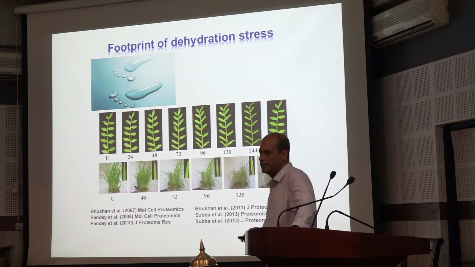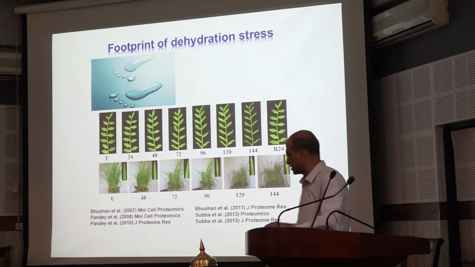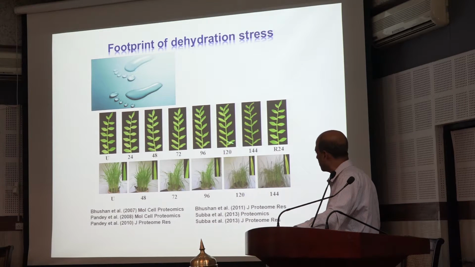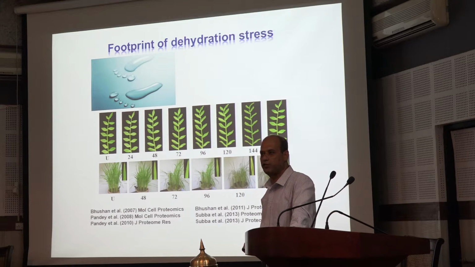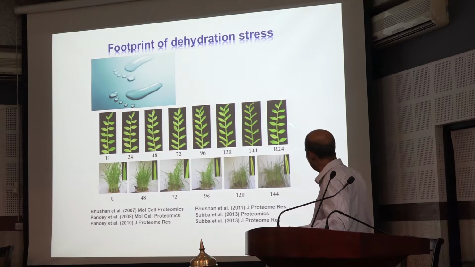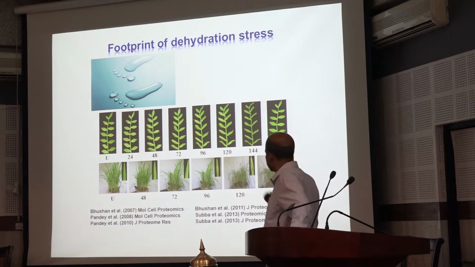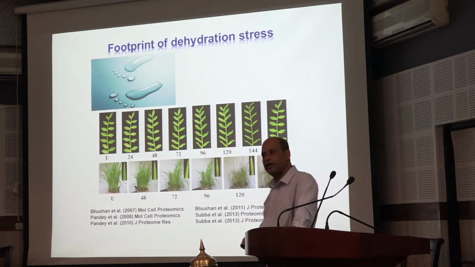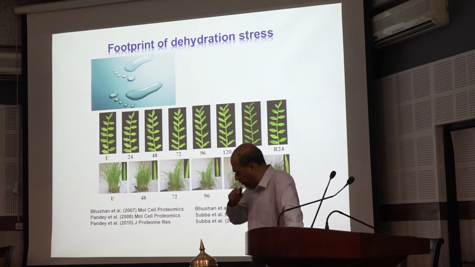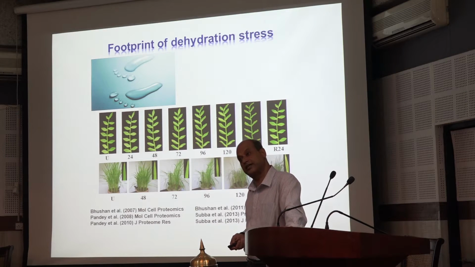So you can monitor it. Another important aspect of this is that you do not go until 144 hours of dehydration. Suppose 120 hours of dehydration and then rewater the plant and wait for 24 hours. This is the recovery phase of the plant. You see there is no difference between the unstressed plants and the stressed plants. It comes back to normal. It is the same with rice also. So we classify those genotypes as resistant genotypes.